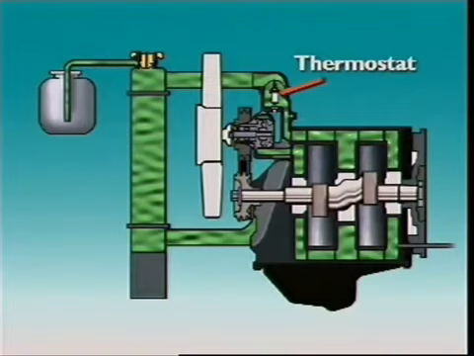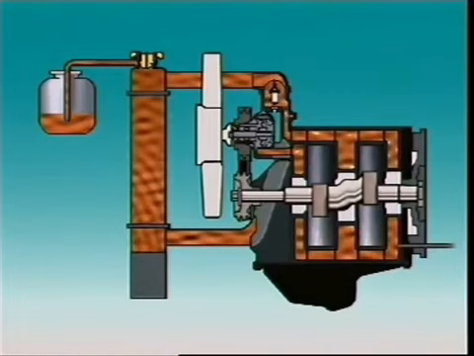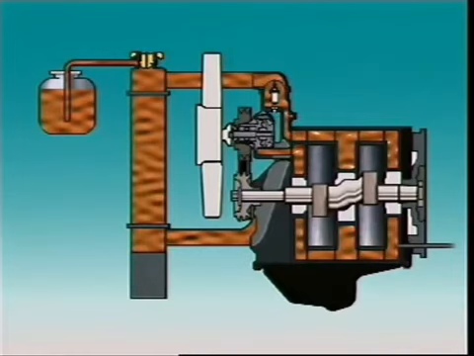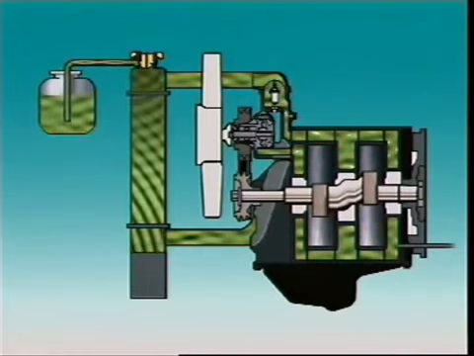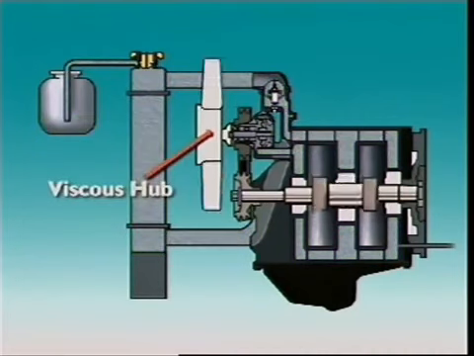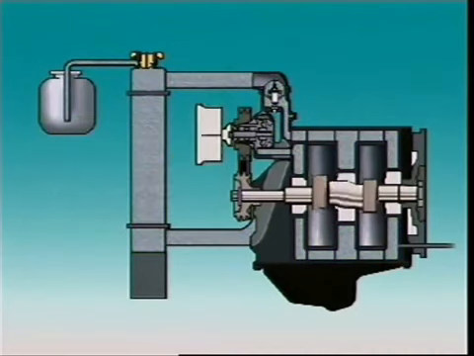The rotary engine has an overflow system much like that of a piston engine. As pressure builds up, coolant expands into an overflow tank. As it cools, pressure drops and it returns to the radiator. A viscous hub links fan speed with engine temperature.